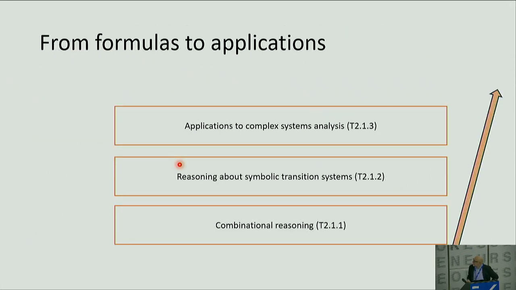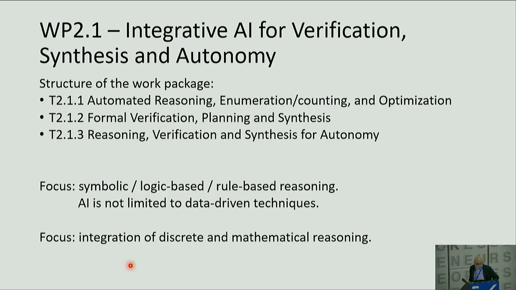So the idea is to proceed from the bottom up. We're going to talk first about combinational reasoning techniques, so basically satisfiability and enumeration of formulas. Then reasoning about symbolic transition systems, that is, how interpretations evolve over time, and then their application to the analysis of complex systems.